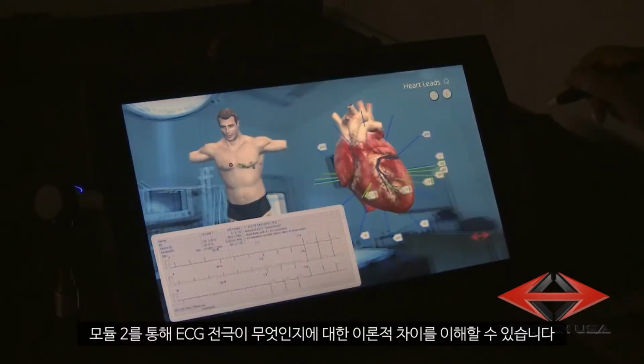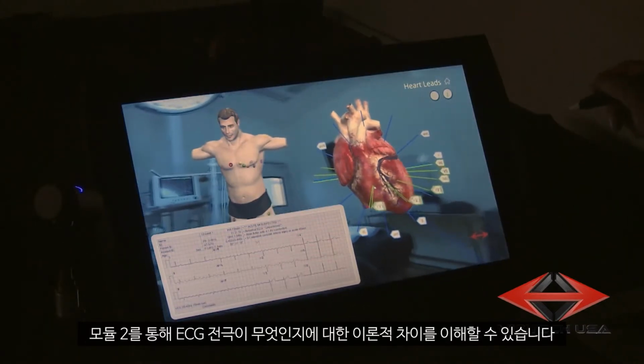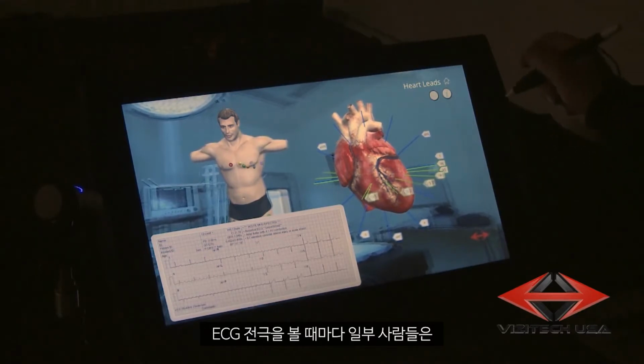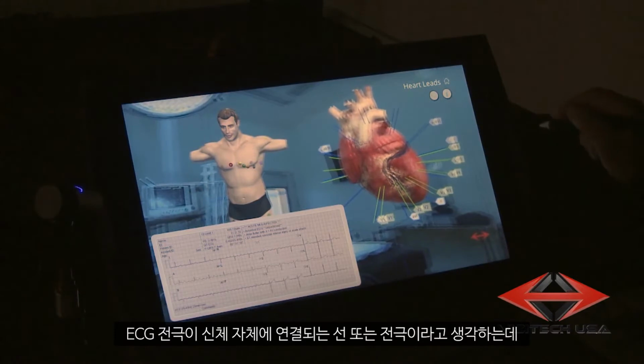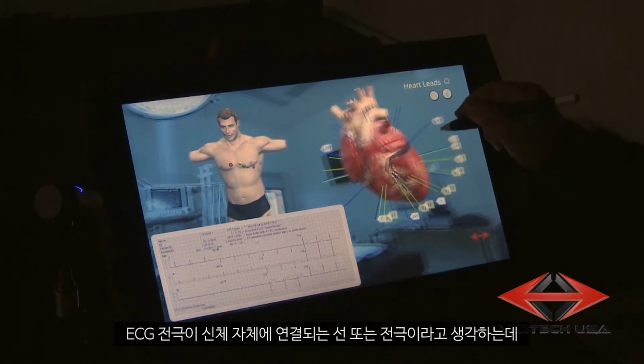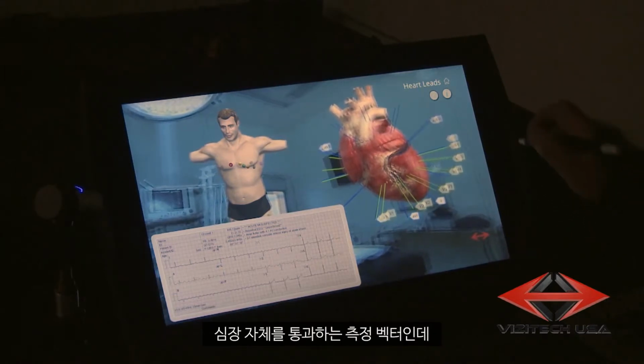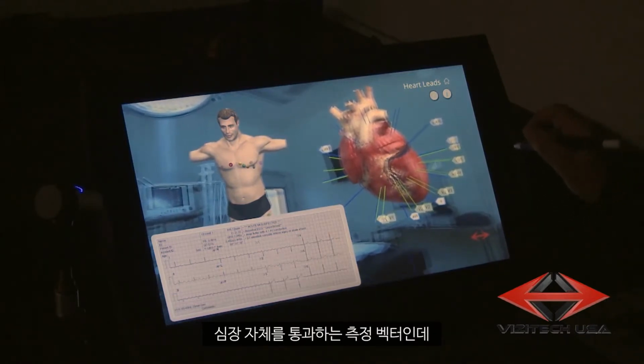Module 2 allows us to understand the theoretical distinction of what is an ECG electrode. Whenever we look at an ECG electrode, some people have thought that the ECG electrode is a wire or an electrode that goes on the body itself. It's not. It's not a piece of hardware. It's a measurement vector that goes through the heart itself.